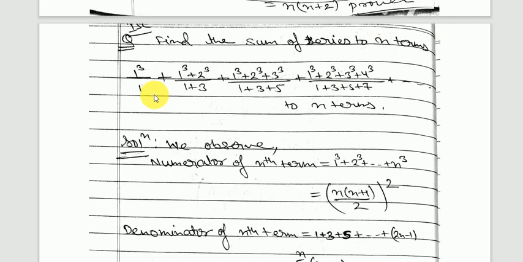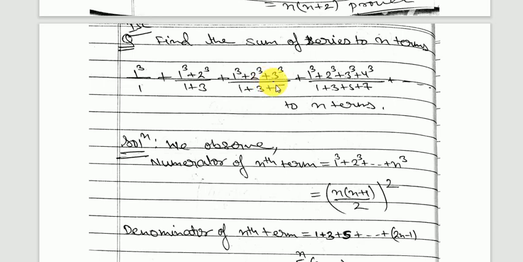Okay, so in order to find the general formula, I should know by what rule each term of this series is written. Before I find the general formula for the sum of these terms, I should be able to tell by what formula, by what rule each term of this series is written.